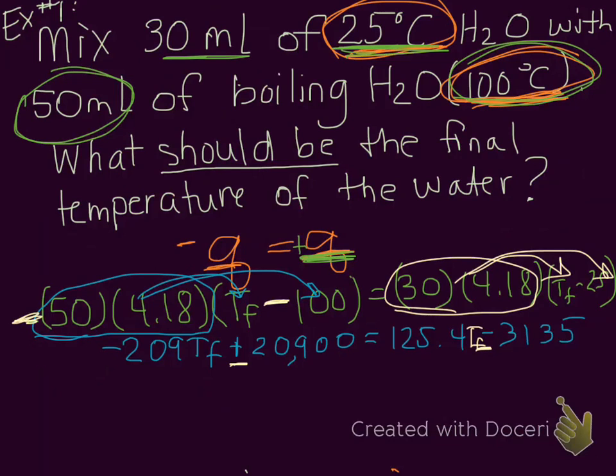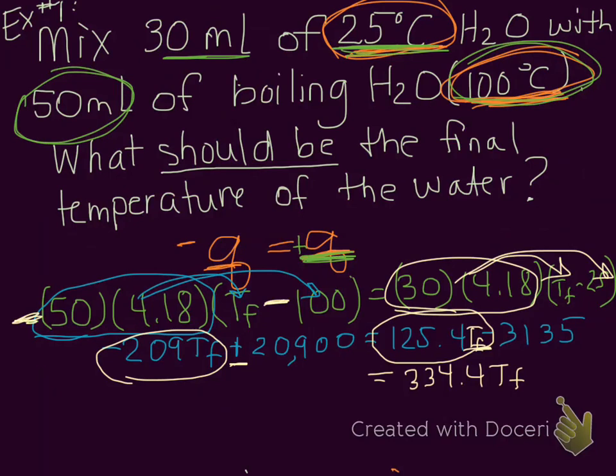So now I'm going to take my two factors that have T_f, right here and right here, and add those together, and I'm going to get 334.4 T final. And I'll change the color so you can see, I'm going to add this value, because this has a negative sign. When you add it, you guys know algebra, you're going to get 24035, and now it's just a matter of dividing both sides by this value.